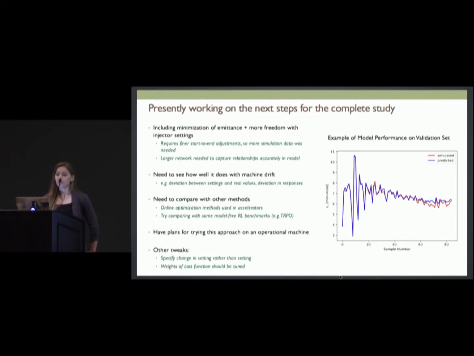We also need to directly compare it with other methods. So for example, it might actually be more efficient just to use model-free RL. Probably the first thing to try is trust region policy optimization, just to compare. And then also, because right now the state of the art for accelerators in doing tuning is just doing online optimization, we need to directly compare with that.